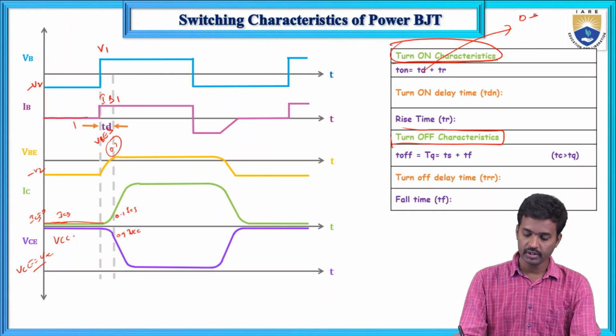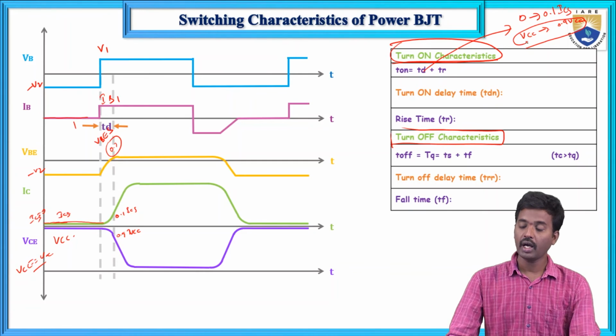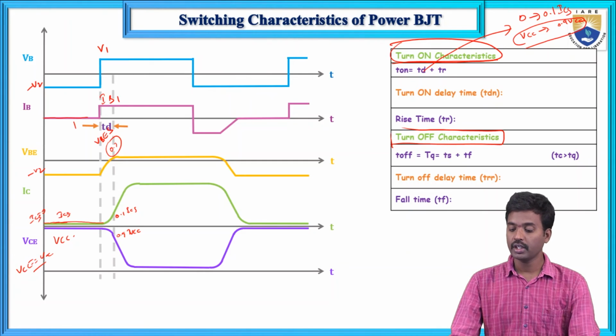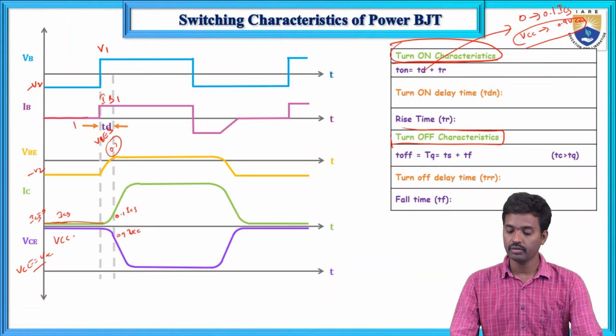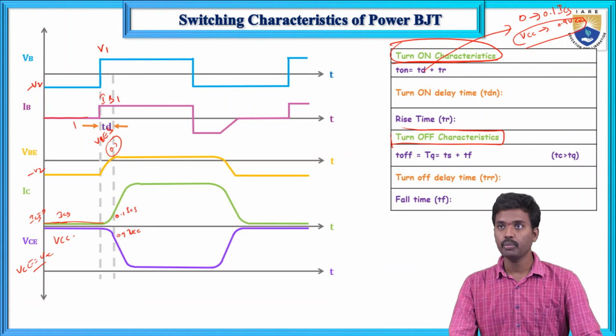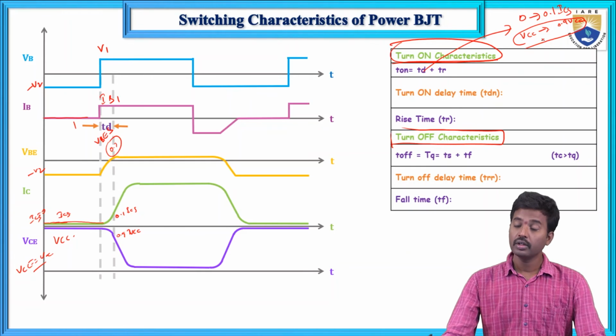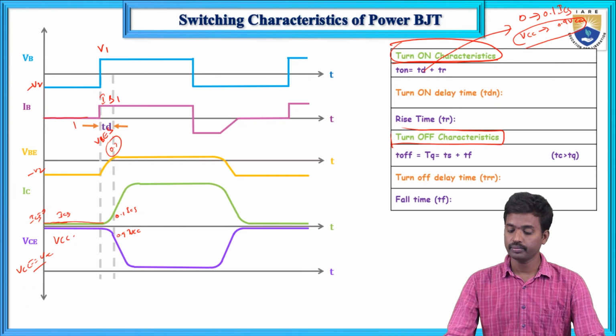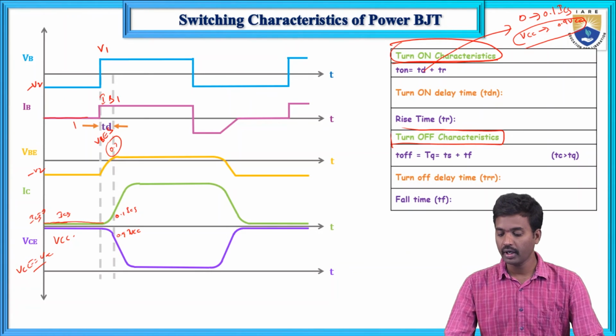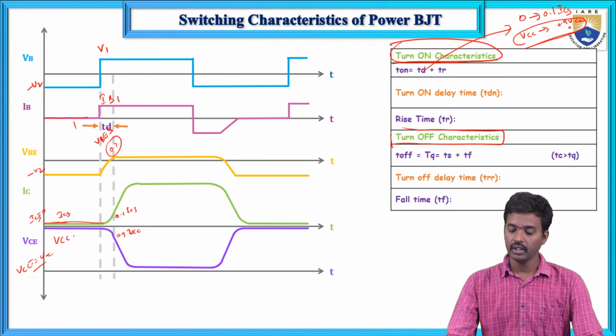So the time taken to reach from the leakage current to 0.1 ICS, that is 10 percent of ICS, or the time taken for the voltage to go from VCC to 0.9 VCC, is known as the delay time.